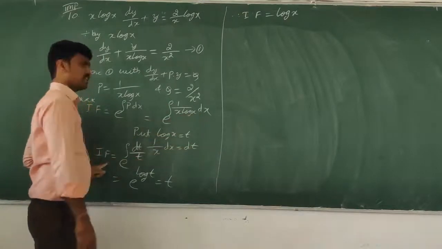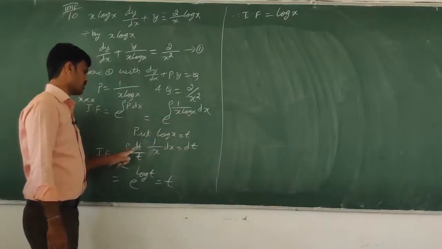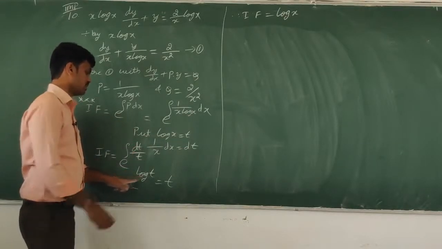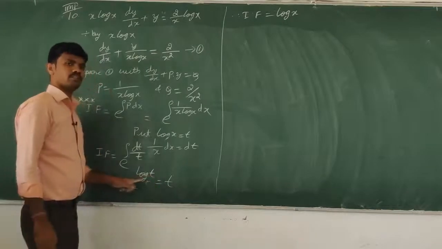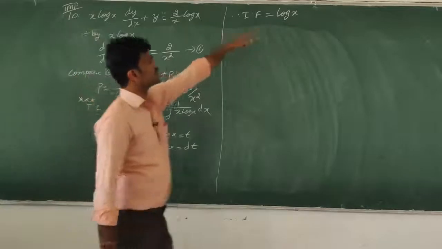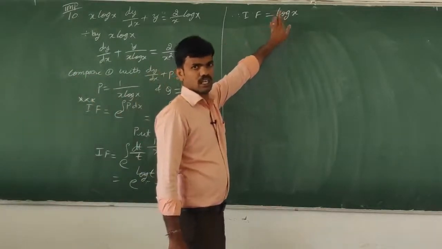Then our integration factor becomes e to the power integration of dt by t. So integration of dt by t is nothing but log t. Here too, the base of the logarithm and the exponential e are the same, so those two cancel, remaining is t only. t is nothing but log x. Is it clear? Okay?